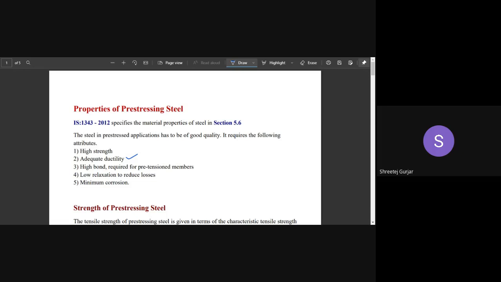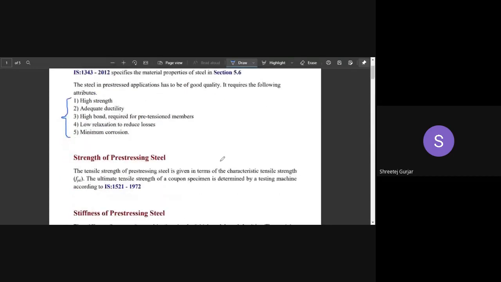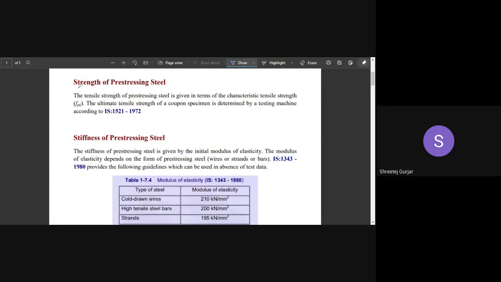So these are the five main properties, or attributes, of pre-stressing steel which we have discussed, so that our pre-stressing is very economical and effective. So coming to the properties of pre-stressing steel, the first and foremost property which we will study is the strength of pre-stressing steel.